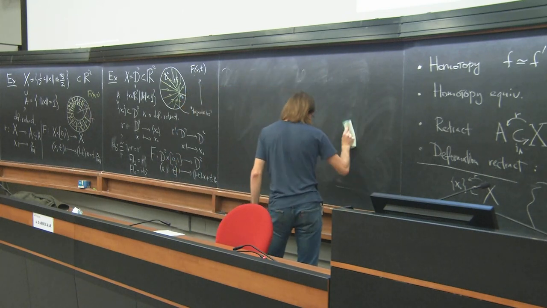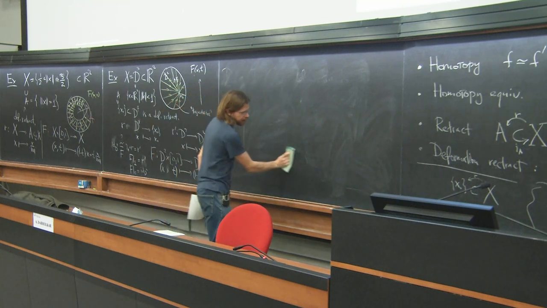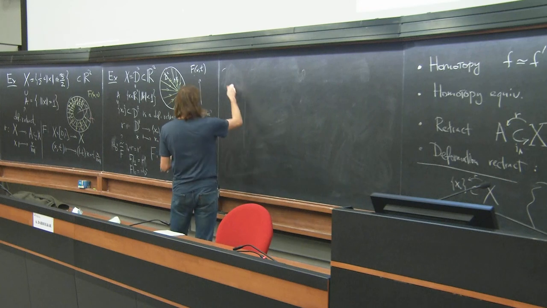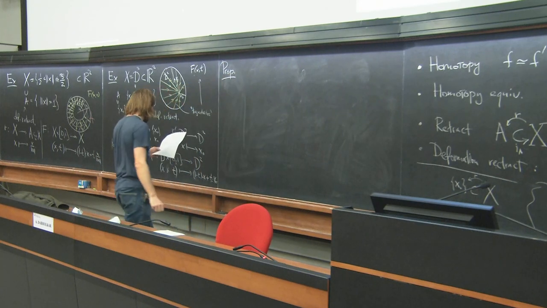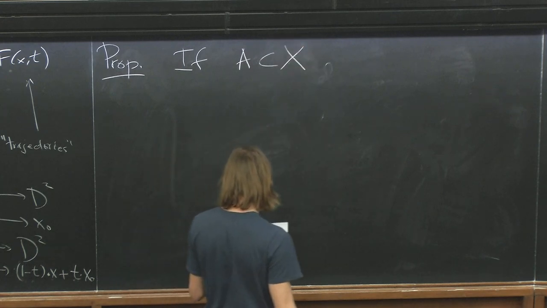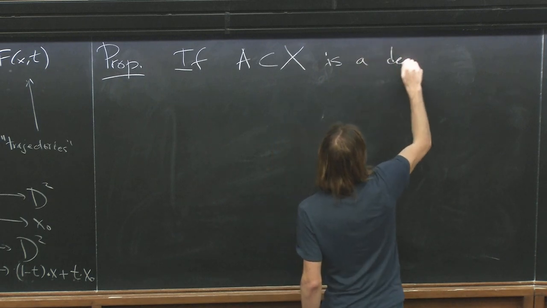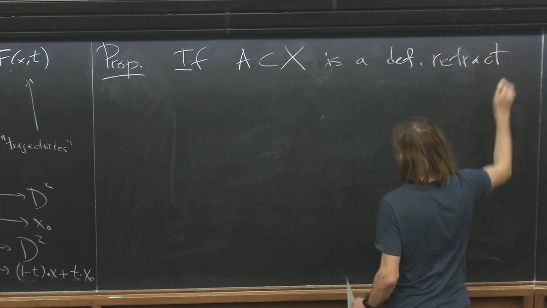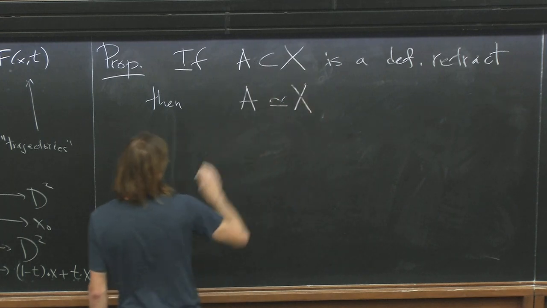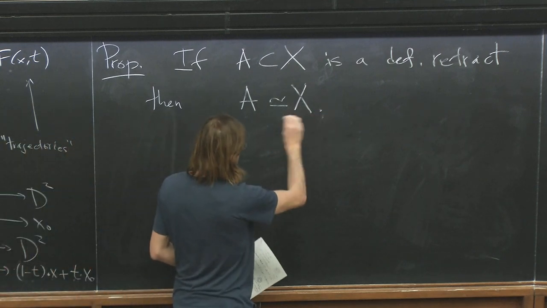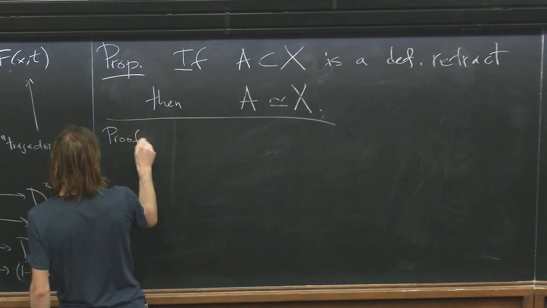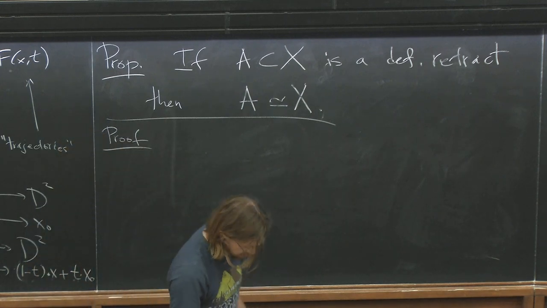Okay, why are the notions of deformation retraction and retract important? They will appear often in our course, and the importance can already be seen from the following proposition. If a subspace A in X is a deformation retract, then the topological space A is homotopy equivalent to X. The proof is relatively simple and more or less follows from the definition of the deformation retract.